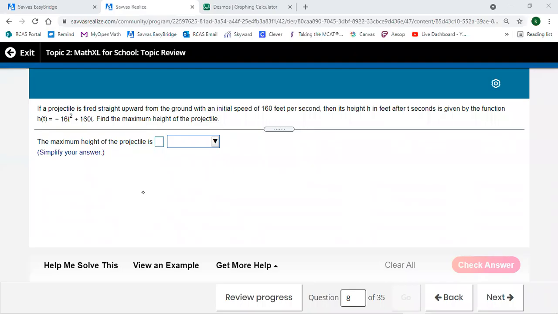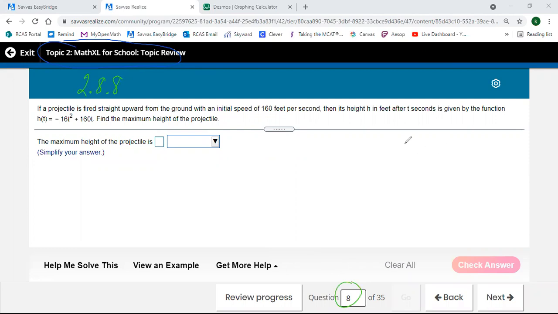We're working on Algebra 2 here, topic 2, the topic review. The other problem just matches, I believe. 35 total problems here.